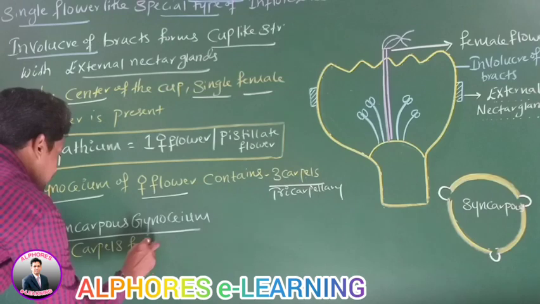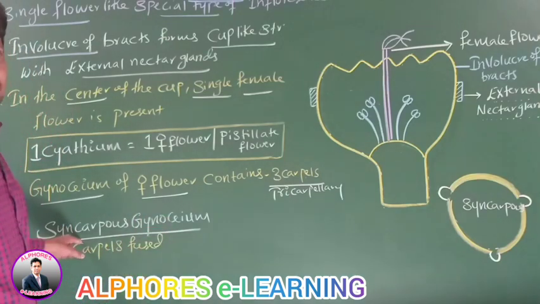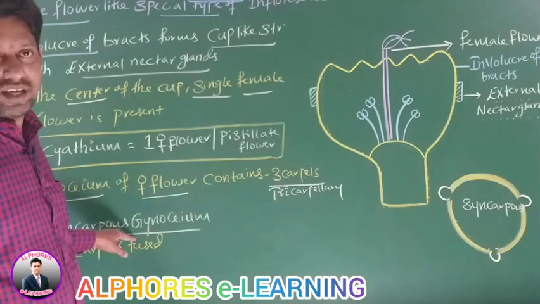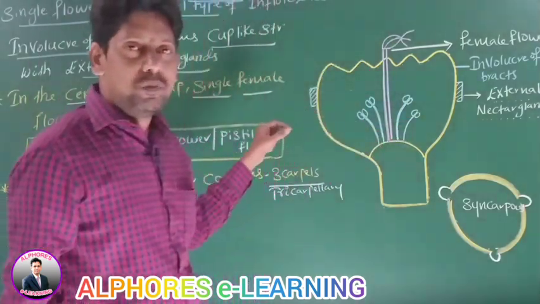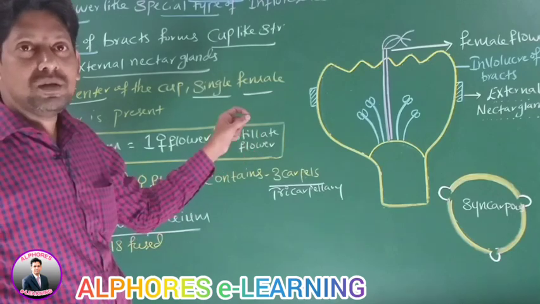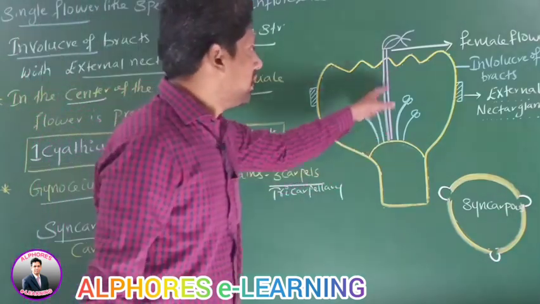Carpels are fused. So, fused carpels, what do we call it? Syncarpous gynoecium. Okay. Sir, in the total cyathium inflorescence, how many female flowers are present? One female flower is present.